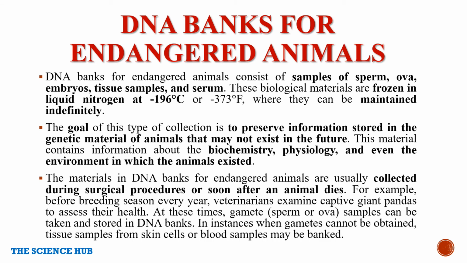Now let's look at the DNA banks for endangered animals. DNA banks for endangered animals consist of samples of sperm, ova, embryos, tissue samples and serum. The goal of this type of collection is to preserve information stored in the genetic material of animals that may not exist in the future. This material contains information about the biochemistry, physiology, and even the environment in which the animals existed.